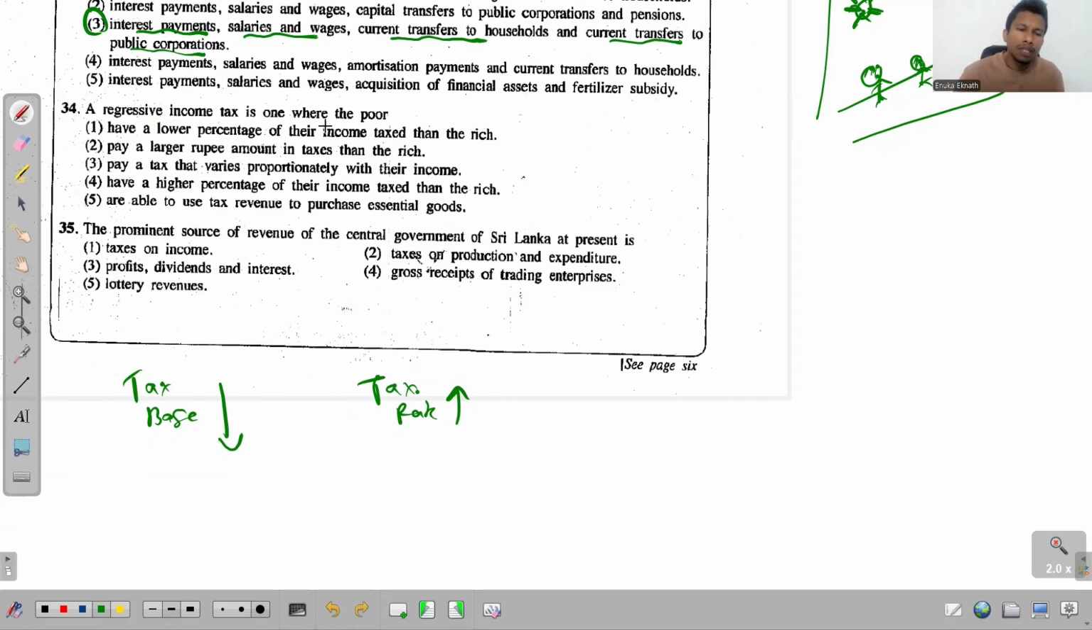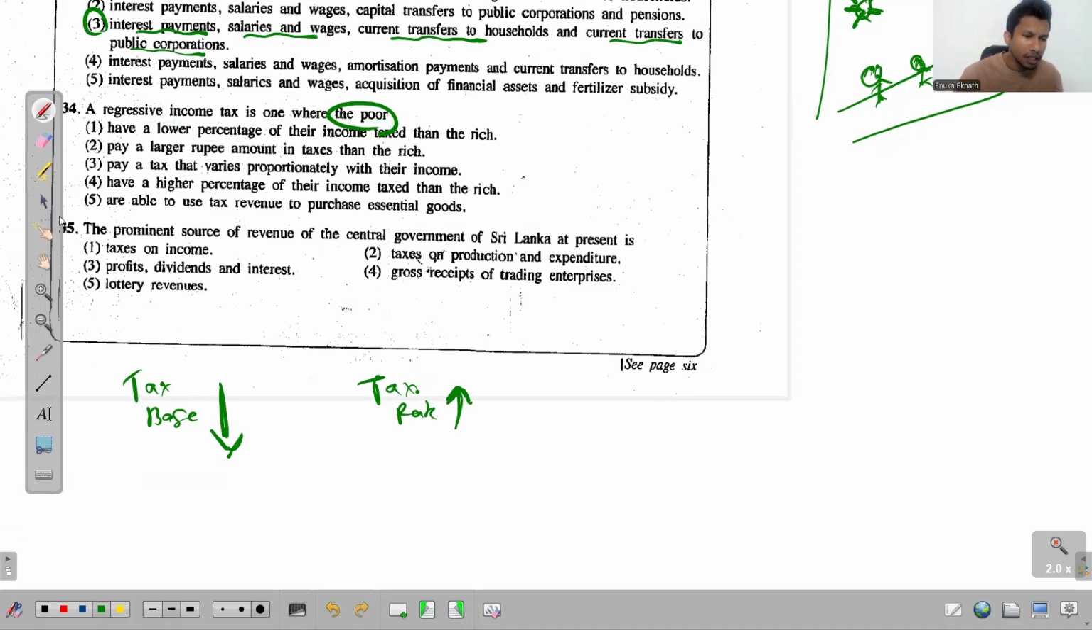A regressive tax is one where the poor... When they say poor, they are just referring to the lower tax base, right? If the tax base is lower, the tax rate, the percentage of tax that they pay, has to be greater. So that's the nature of a regressive income tax. Okay, so we will try to find the answer for this.